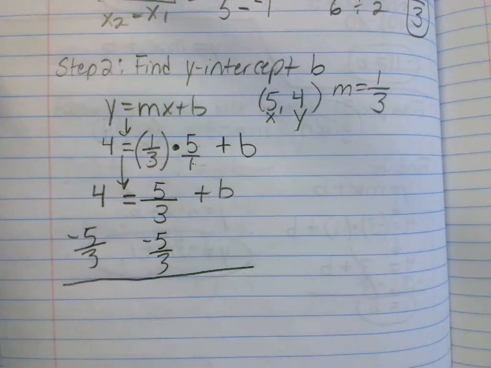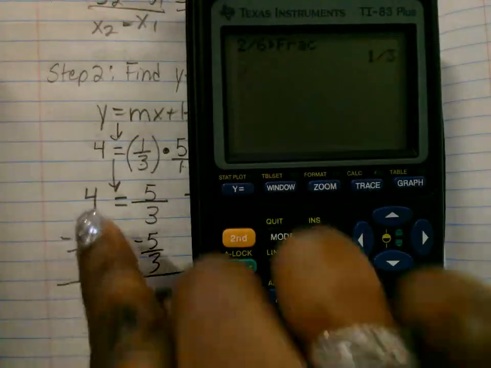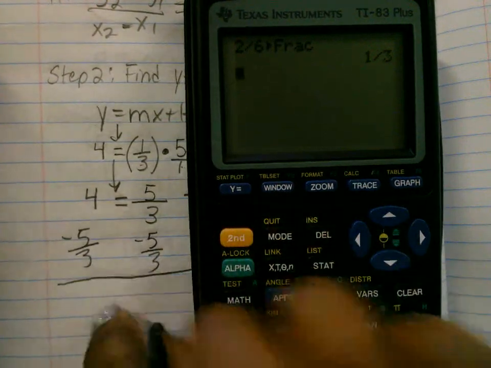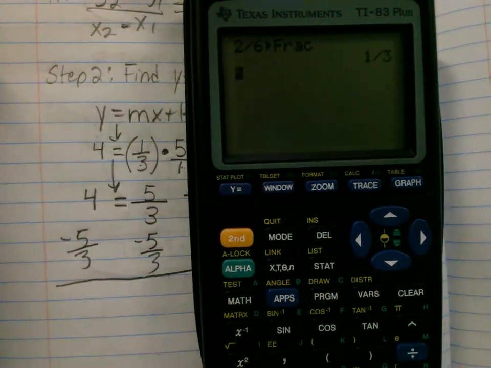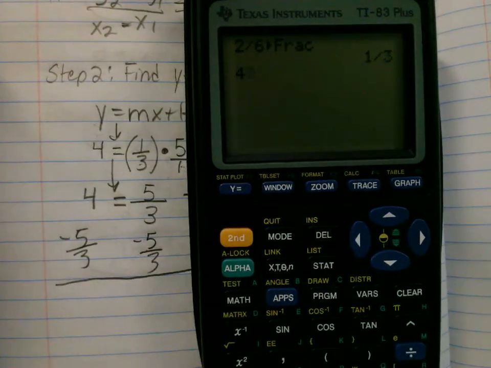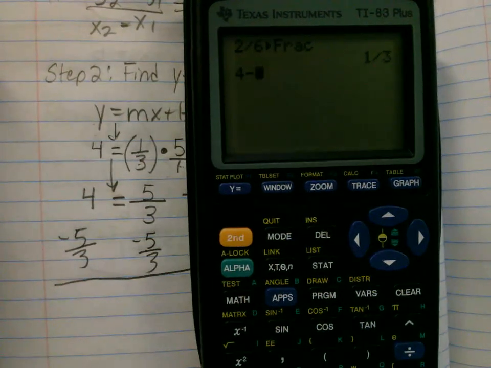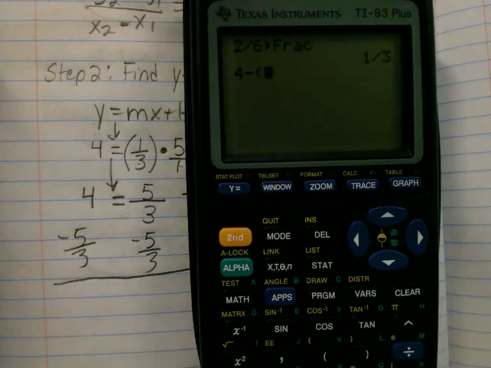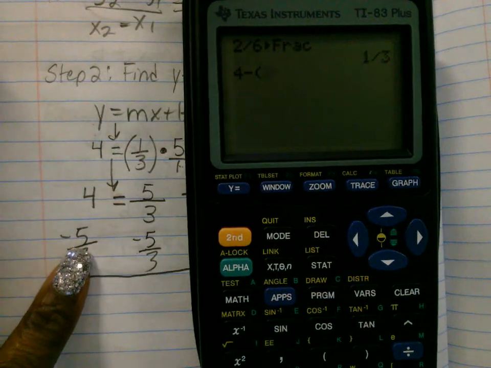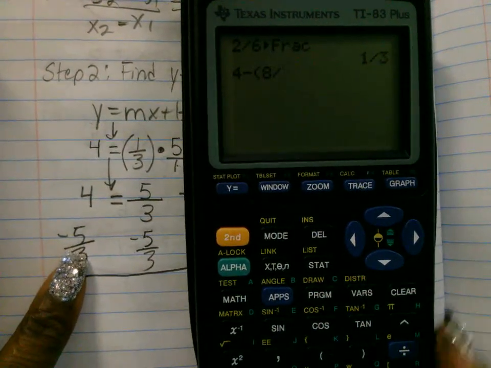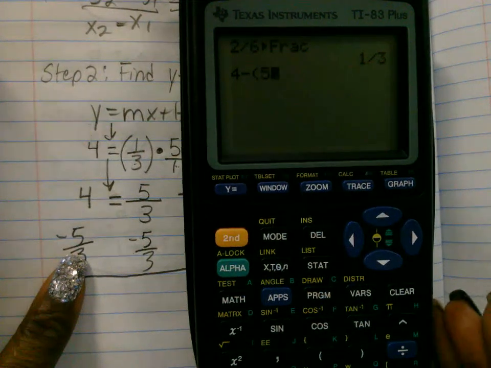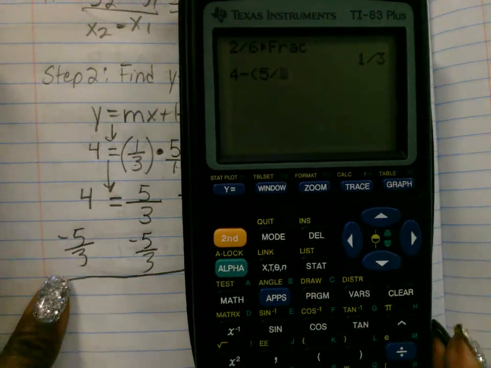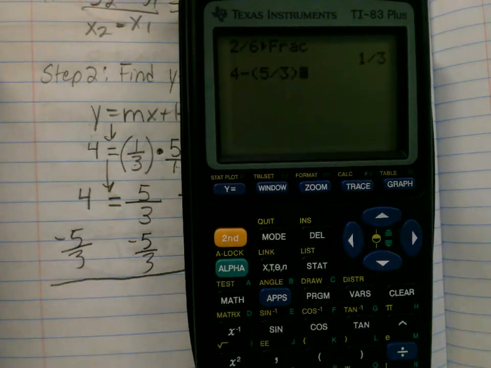So let's use our calculator. We're going to subtract. We got 4 minus 5 over 3. Let's type this in. 4 minus, how do I type in a fraction? You type parentheses, 5 divided by 3, close parentheses. Please type that in.